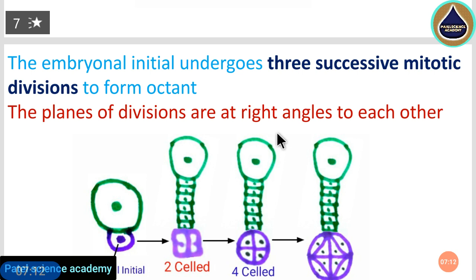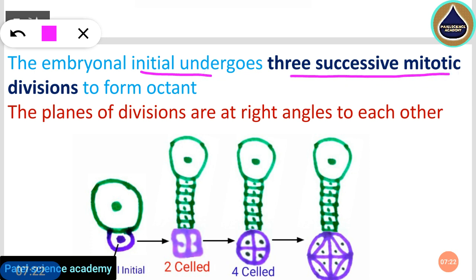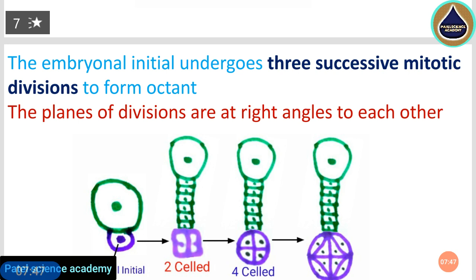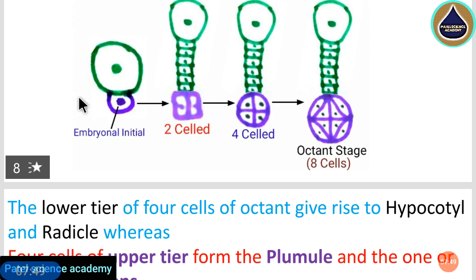What happens with this blue colored structure, which is called the embryonal cell, the terminal cell? This embryonal cell undergoes 3 successive mitotic cell divisions to form the octant, meaning the structure which has 8 cells. The planes of division are at right angles. This is again an important thing, it can be asked in the final examination in the MCQ section. The cell divisions go at right angles to each other, and likewise there is a formation of this octant structure.